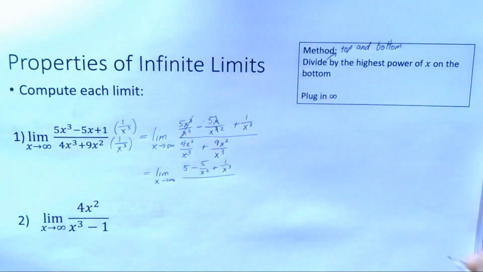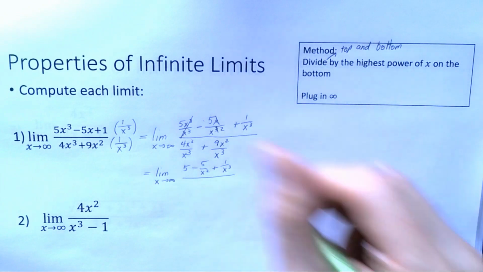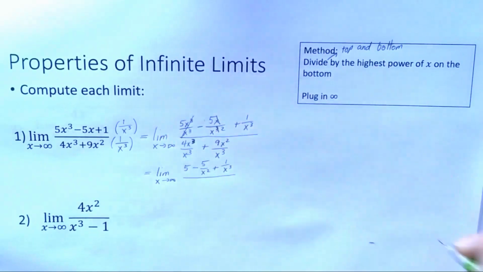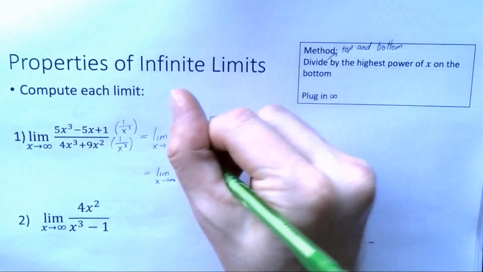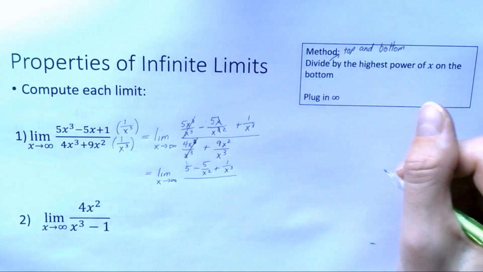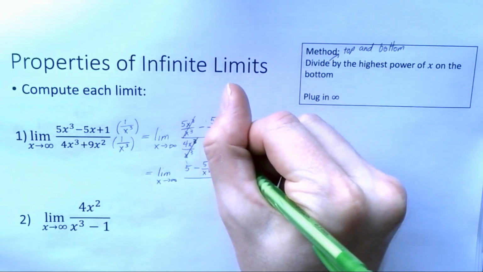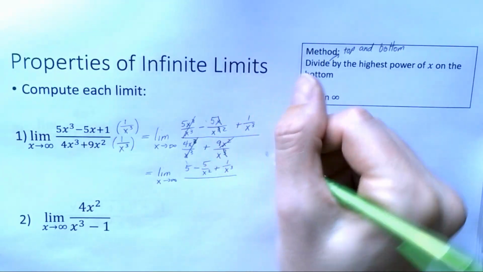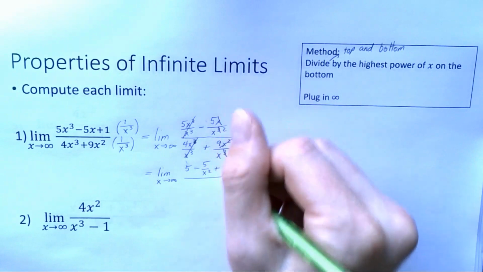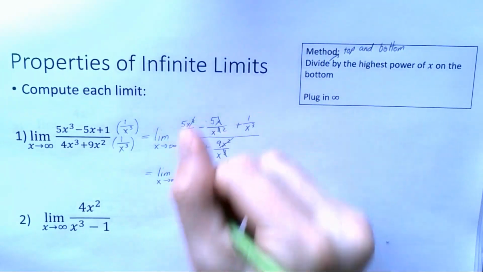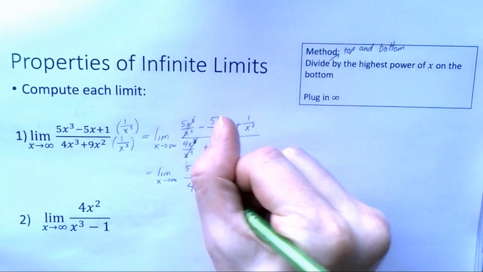And then similarly on the bottom, 4x to the third divided by x to the third, the x to the thirds cancel out. And then 9x squared over x to the third: 2 of the 3 x's on the bottom are going to cancel with the top, and we're left with 9 over x. So the bottom becomes 4 plus 9 over x.